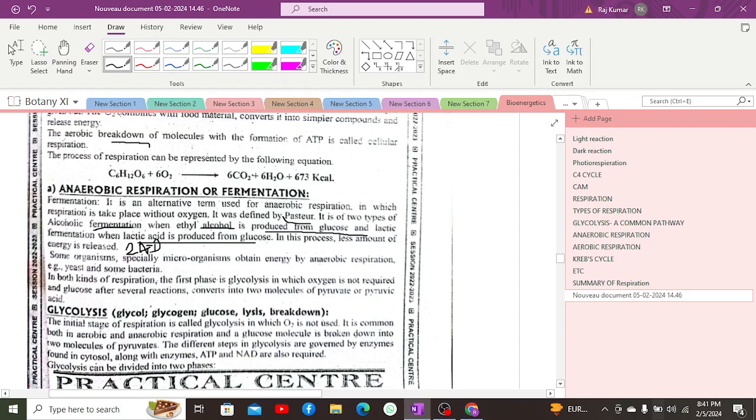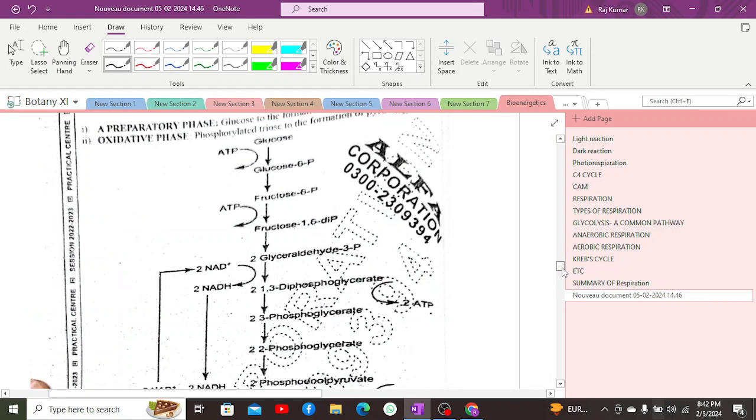Some organisms, especially microorganisms, obtain energy by anaerobic respiration, such as yeast, Saccharomyces cerevisiae, and some bacteria, such as Lactobacillus acidophilus. In both kinds of respiration, the first phase is glycolysis, in which oxygen is not required and glucose, after several reactions, converts into two molecules of pyruvate or pyruvic acid. We're going to discuss that in detail.